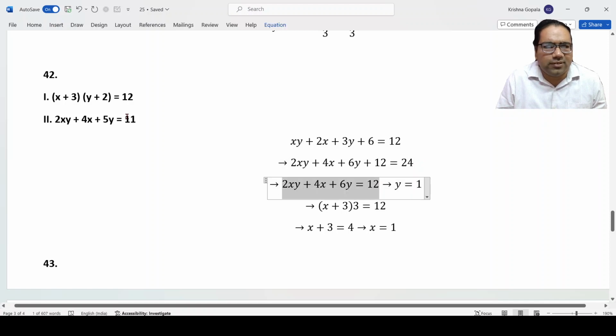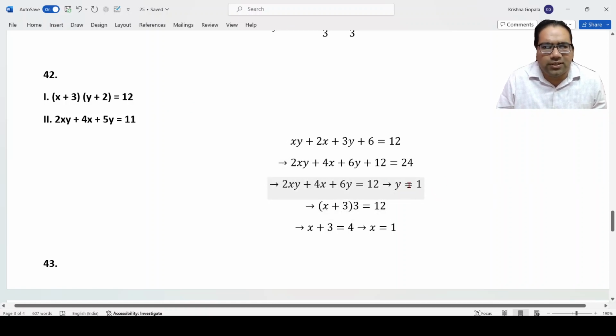Okay, this is one equation and there is another equation. Let's subtract this equation from this equation. 2xy will get cancelled. 4x and 4x will get cancelled. 6y minus 5y equal to 12 minus 11 equal to 1. So that means y is equal to 1.